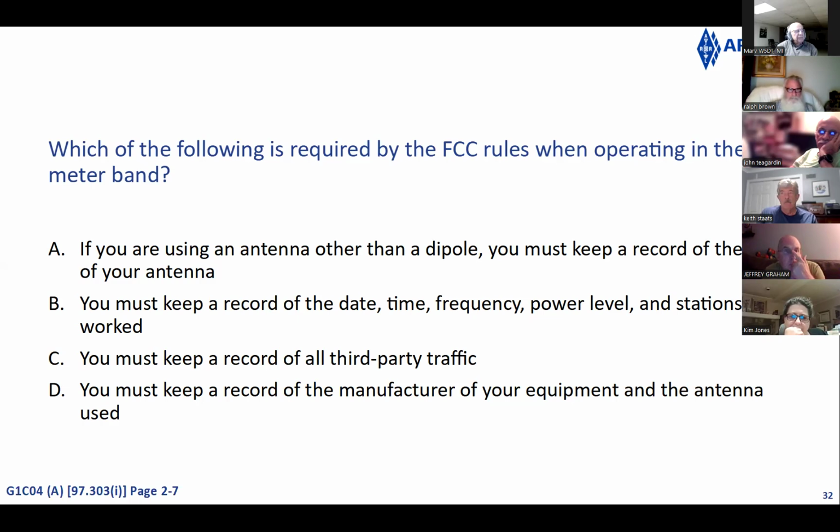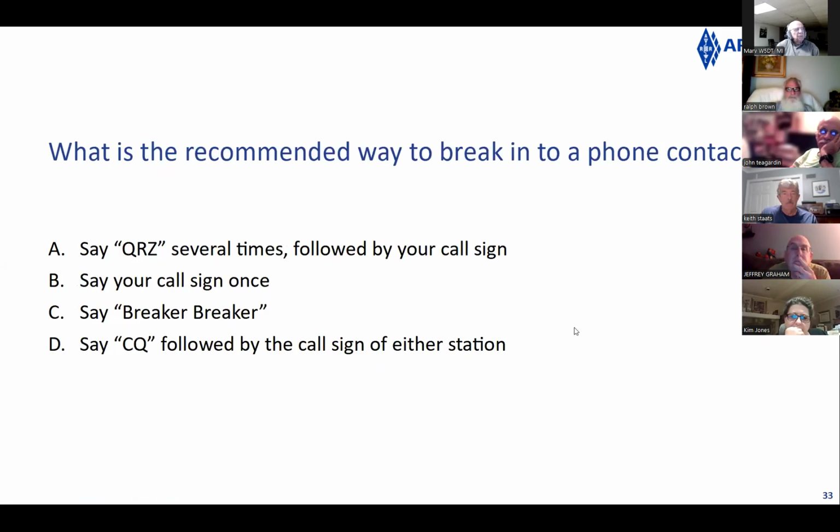What is the recommended way to break into a phone contact? A. Say QRZ several times, followed by your call sign. B. Say your call sign once. C. Say breaker, breaker. D. Say CQ, followed by the call sign of either station. B. No, I'm afraid it's B. Say your call sign once.